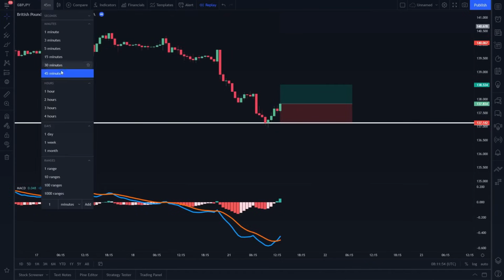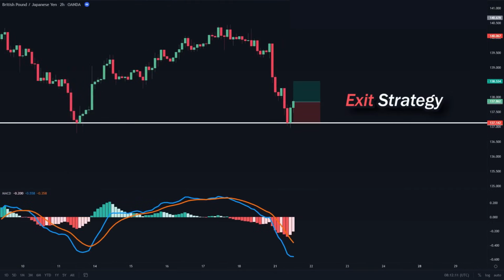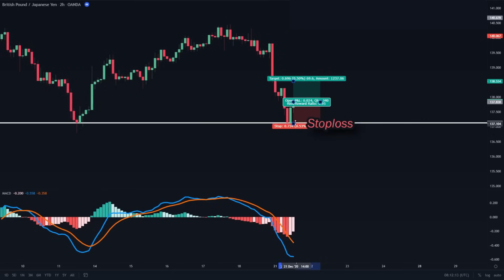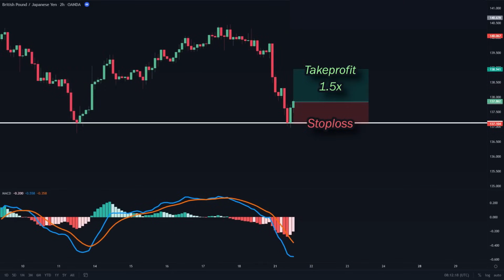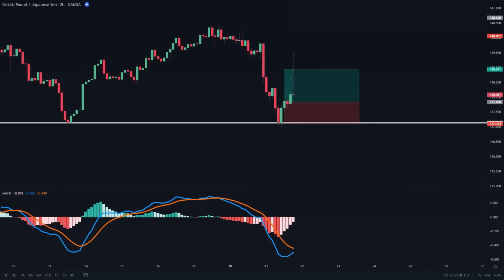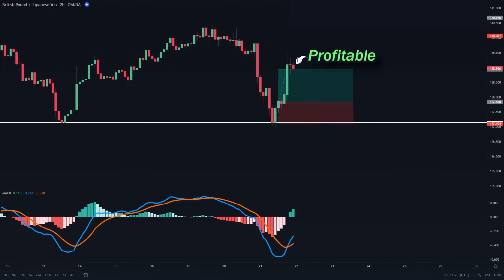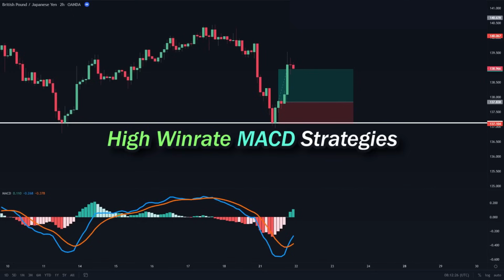Now let's go back to the 2-hour time frame and apply our exit strategy. So for our stop loss, you can place it at the key level and set your profit target at 1.5 times your stop loss. And as you can see, this trade ended up being profitable. So I just revealed to you high win rate MACD strategies that you can immediately use right now.